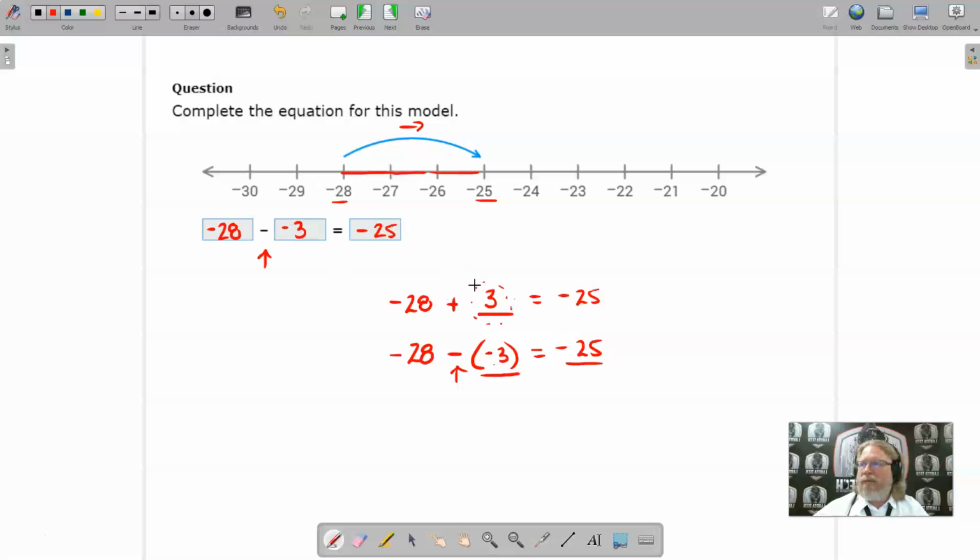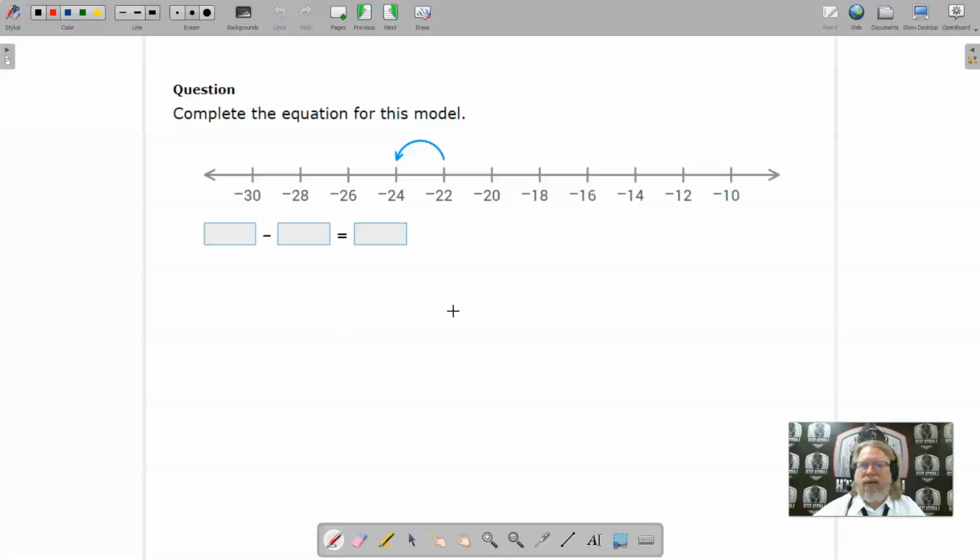So on these problems here, where they want it as subtraction, write it as an addition problem like I did here, and then change it to a subtraction problem. I think we'll have some more of those. Indeed we do. Let's give it another try.